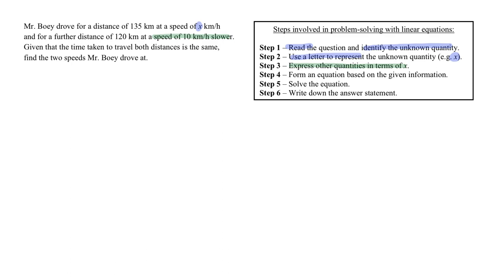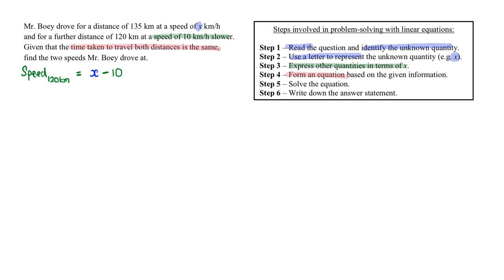For step 3, the speed where he traveled the 120 kilometer distance, the speed for this will be x, and it is slower by 10 kilometers, so x minus 10. Alright? And next step, I would then form an equation based on the information that the time taken is the same.